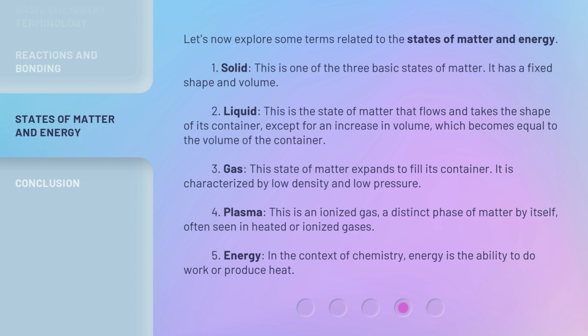3. Gas. This state of matter expands to fill its container. It is characterized by low density and low pressure. 4. Plasma. This is an ionized gas, a distinct phase of matter by itself, often seen in heated or ionized gases. 5. Energy. In the context of chemistry, energy is the ability to do work or produce heat.